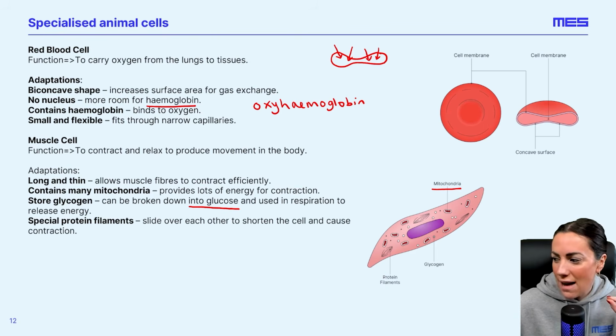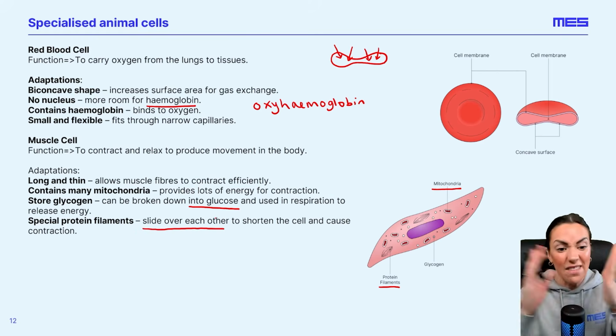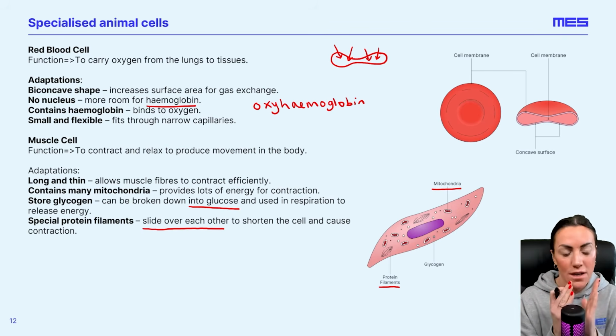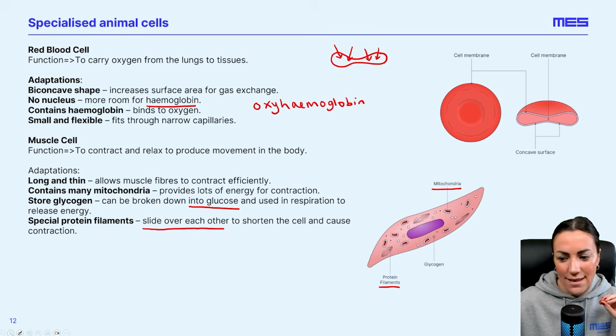They also have special protein filaments. There's lots of protein filaments in a muscle fibre. And these protein filaments slide over each other, and that's what allows the muscle fibre to change length, to shorten when they contract and to lengthen when they relax.